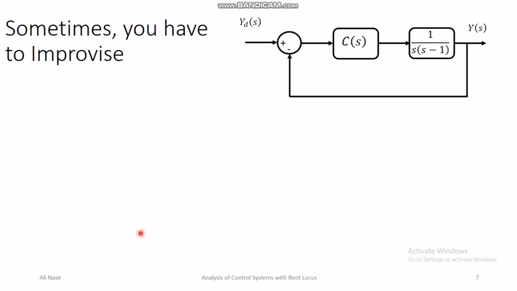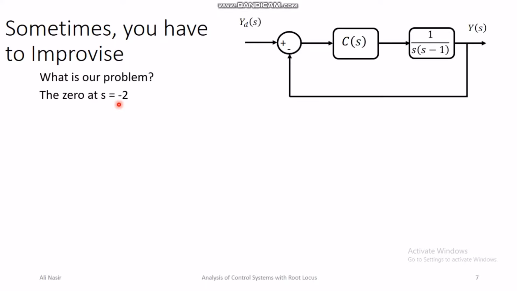Okay, so sometimes what happens is that in controller design you have to improvise. You have to use your intuition and think about what exactly is our problem. Actually the problem is that there is a zero at s equal -2, and that zero is basically not letting the break-in point go farther than -3. So what can we do about this zero? This zero does not belong to the controller. This is the zero of the system.